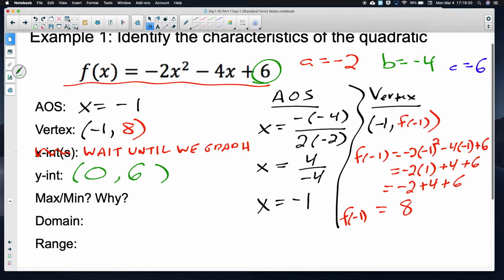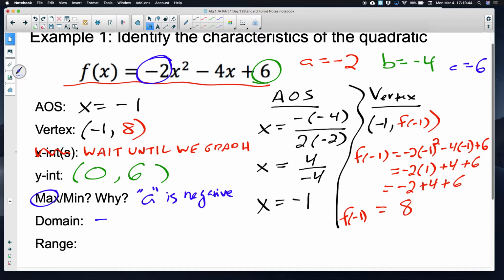And now I want to ask myself, am I dealing with a minimum or a maximum? So I'm going to look at my a value. Since a is less than 0, since a is negative, I know that my vertex is going to be a maximum, and that's because a is negative.